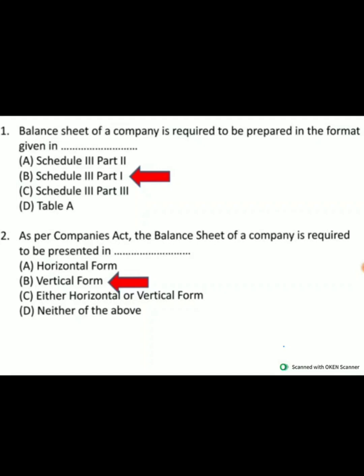Next question: as per the Companies Act, the balance sheet of a company is required to be presented in, it must be in vertical form. Traditionally, before 2013, the balance sheet of a company was prepared in horizontal form, also called the T format: liability, amount, assets and amount. But after the 2013 Companies Act, the guidelines say the balance sheet of a company is required to be presented in vertical form only.